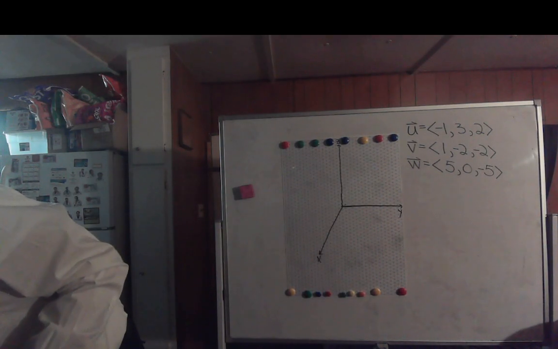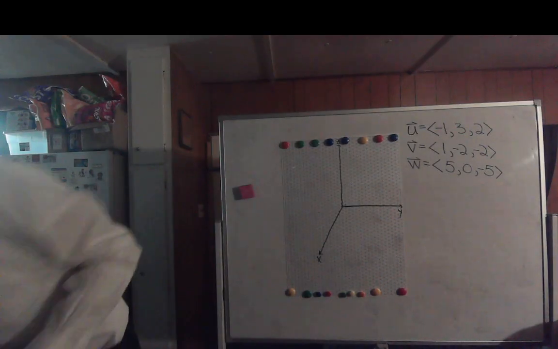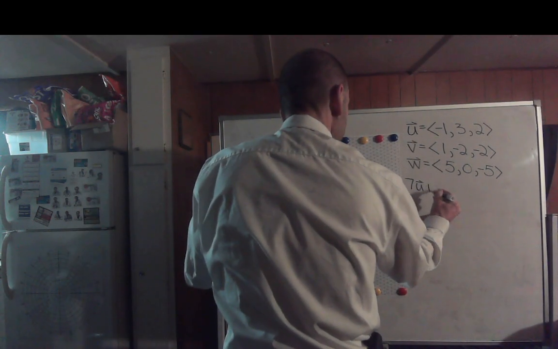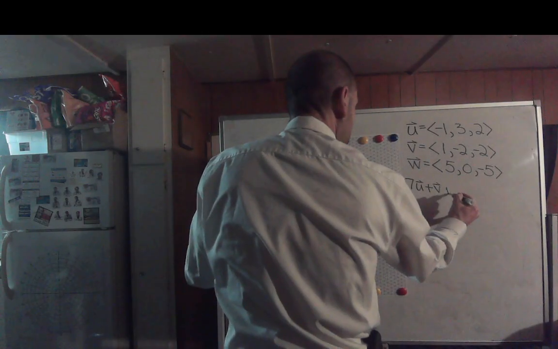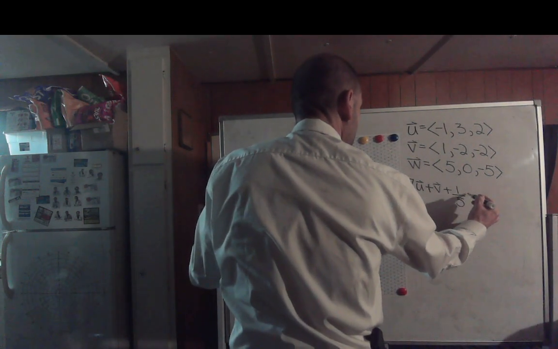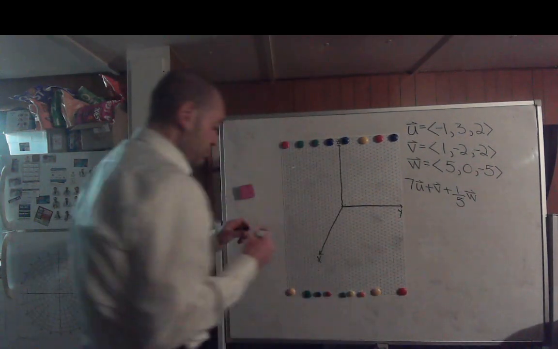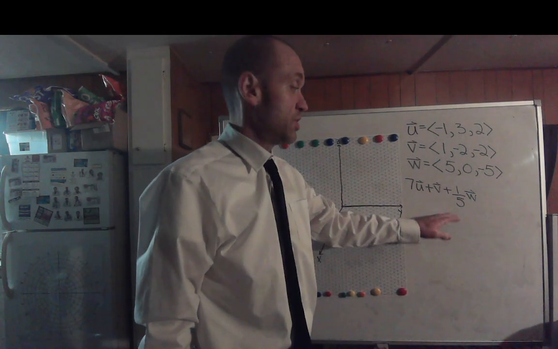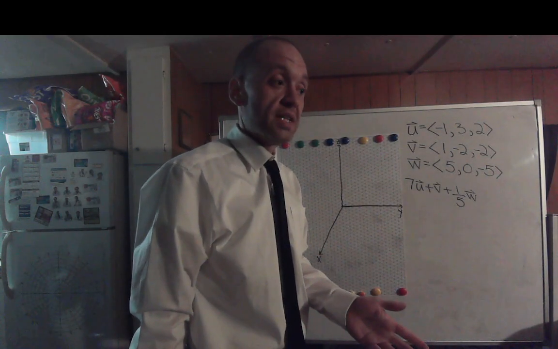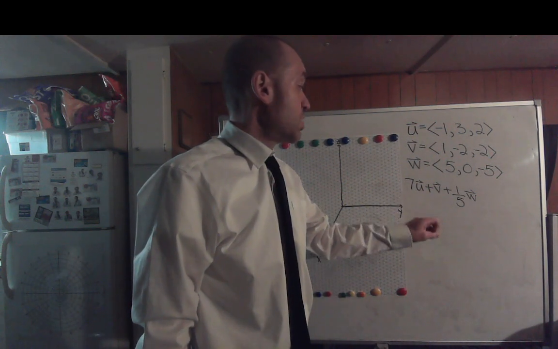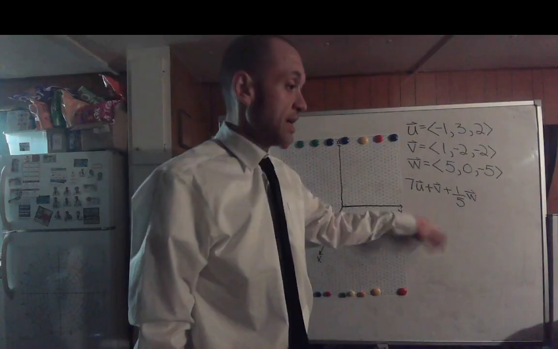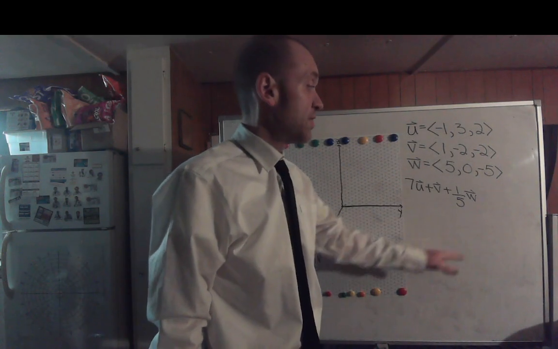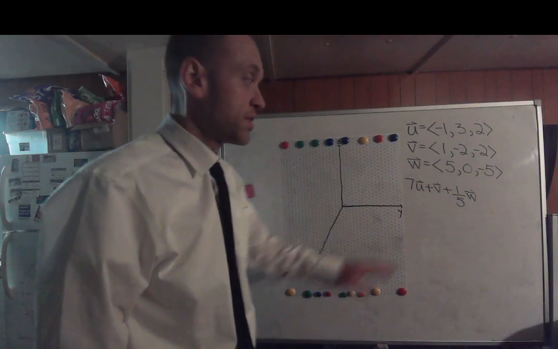Alright, let's do one more with vector addition. Good one. 7u plus v plus 1/5 of w. So you can add more than two vectors. You can add infinitely many vectors together if you wish to. You're just going to add all of their components together. So notice v is left alone. It maintains a scalar multiple of 1 for the original vector, but you have 7 for u, and for w you have 1/5.